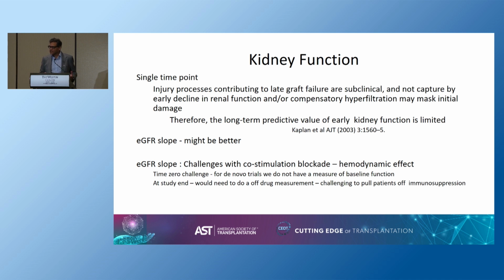That's going to be a challenge for us because obviously we can't really pull immunosuppression, but I think hammering out exactly what the hemodynamic effect of these drugs is, if we're going to be comparing them to small molecules like calcineurin inhibitors, is going to be an important component, whether we're talking about kidney function as a primary outcome or a secondary outcome.